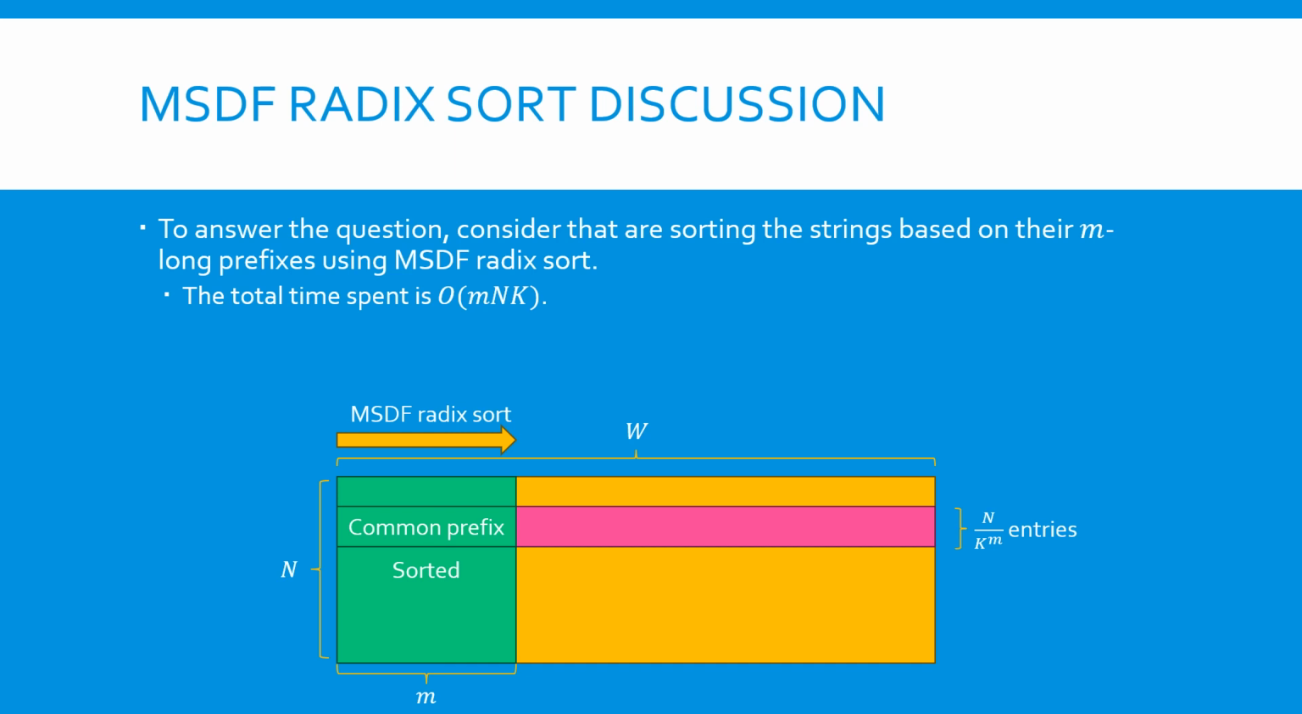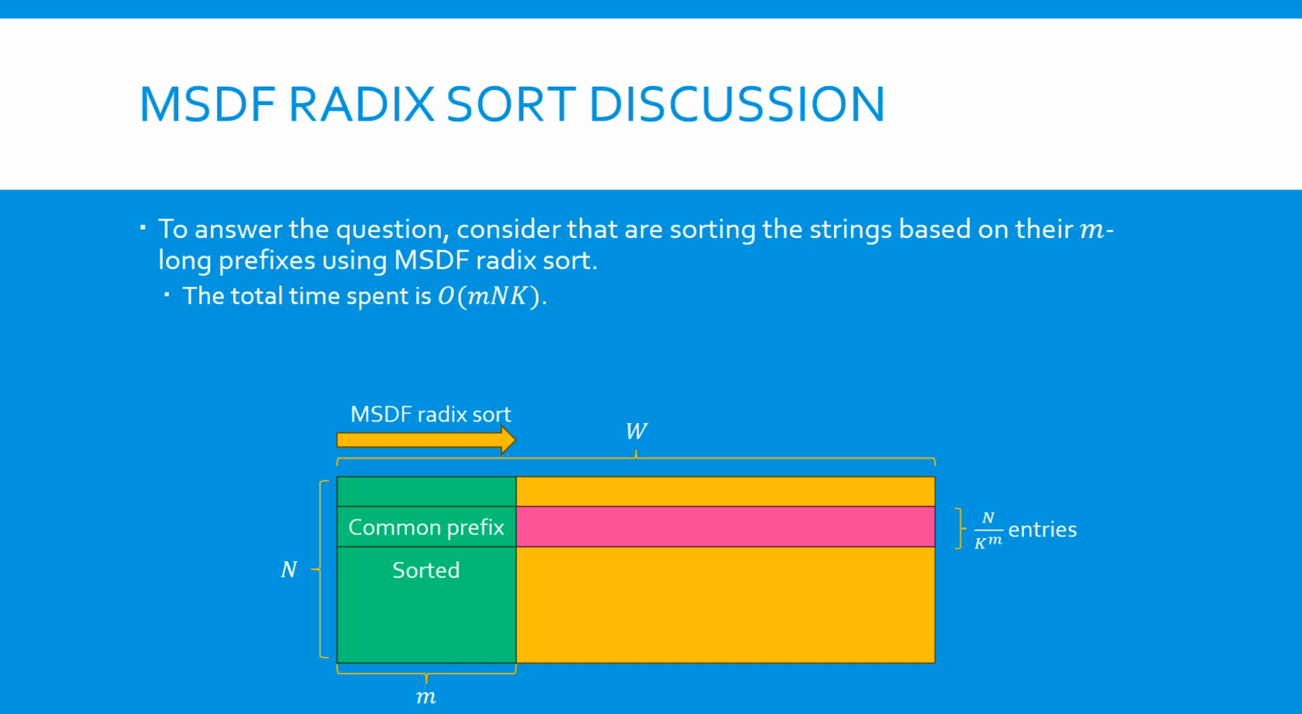To answer this question, first recall that the advantage of MSDF Radix sort is that it can quickly split the strings into smaller groups by sorting the most significant positions of the strings. Strings within each smaller group share a common prefix. Since each group is expected to only contain a small number of strings, it becomes faster to sort strings within each group using comparison-based sorting.